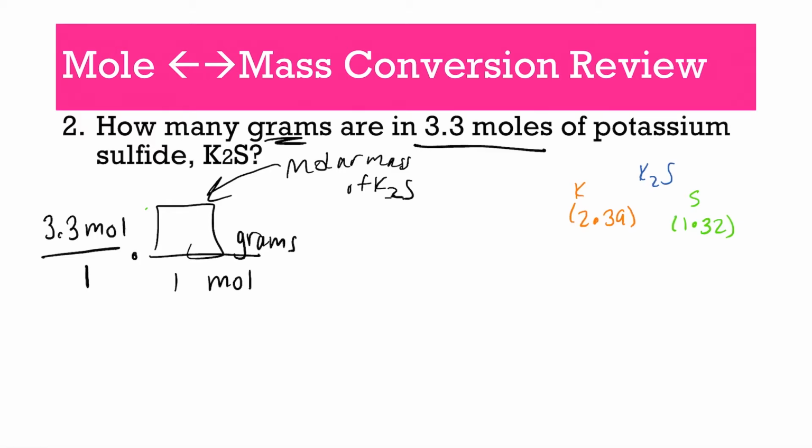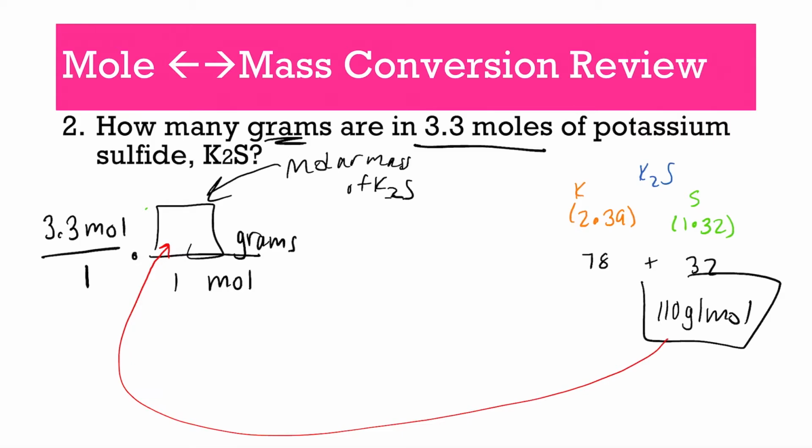So then when you go ahead and do some math, 2 times 39 is 78, plus 1 times 32 is 32. Add those two numbers together, you get 110 grams per mole. And so now we can use this number and plug it in right there, 110 grams in 1 mole. And our moles cancel out. We're left with grams. And so it really comes down to 3.3 times 110, which is 363. Our unit is going to be grams, because that's the only thing that did not get canceled out.